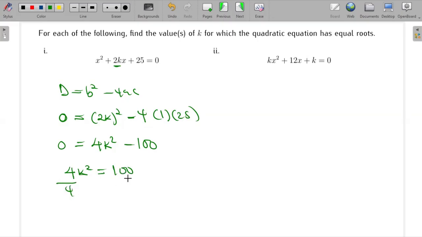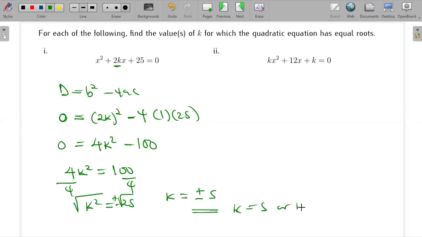Then if I divide by 4, I get k squared is equal to 25. Then I can take the square root on both sides. So like that, this part will be plus minus, and then you get k is equal to plus minus the square root of 25, which is just 5. So this here you're going to get as your answer, to say that k is either 5 or k is equal to negative 5.